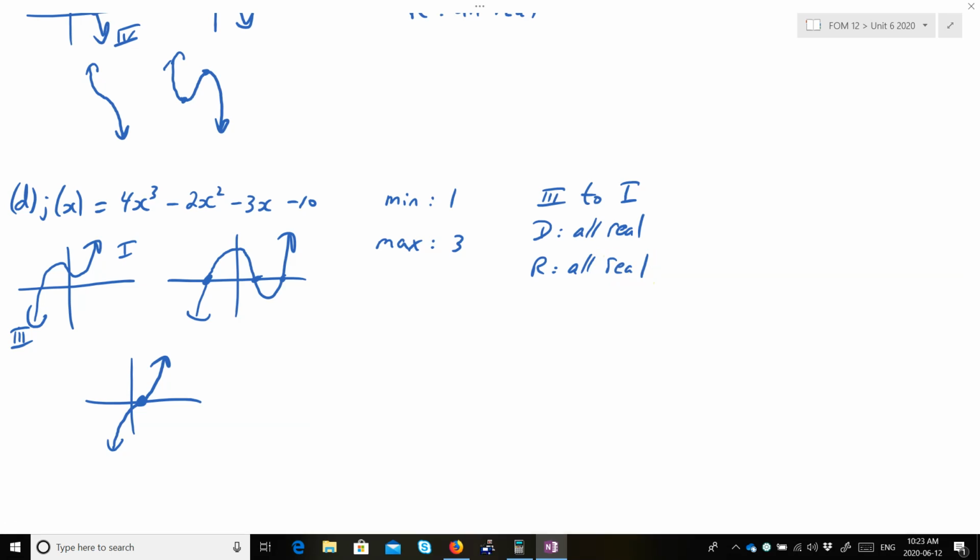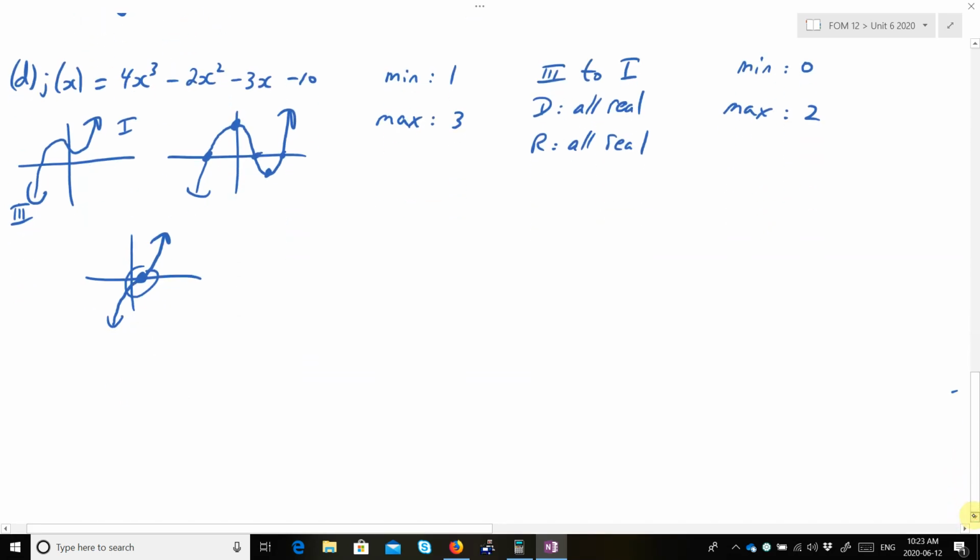And the minimum and maximum number of turning points. The minimum number of turning points is 0, like this situation where it doesn't really turn back. And the maximum number of turning points is 2. Okay, so there's number 2. Let's move on to number 3.